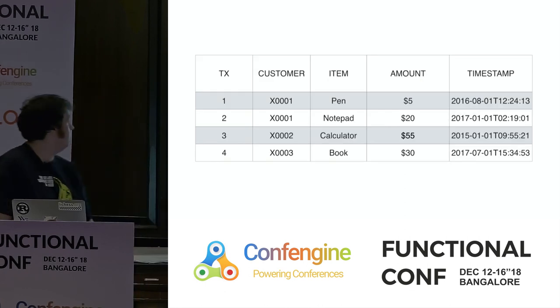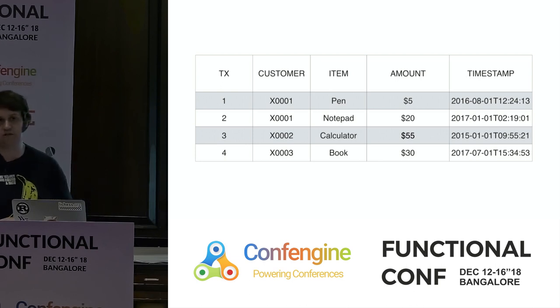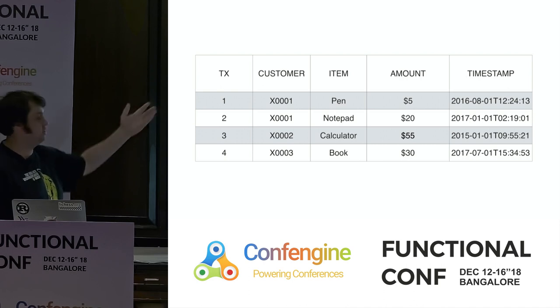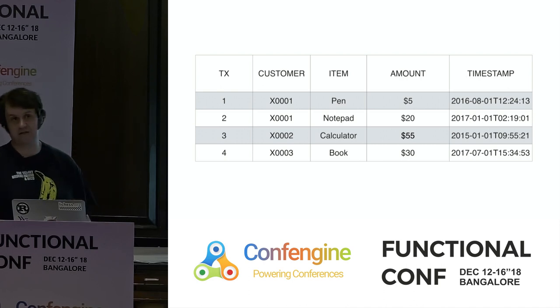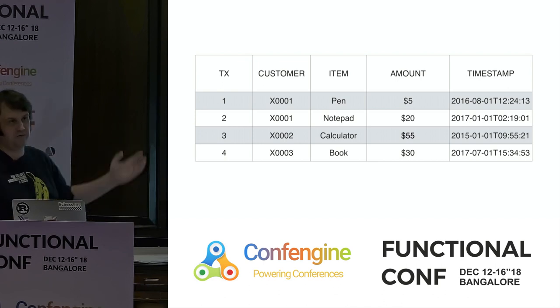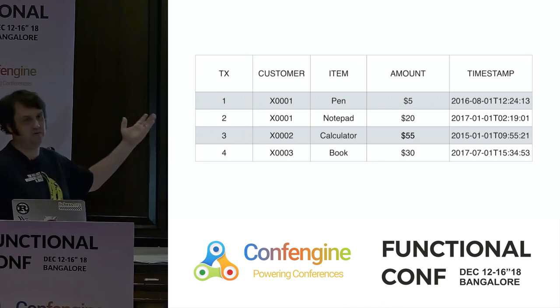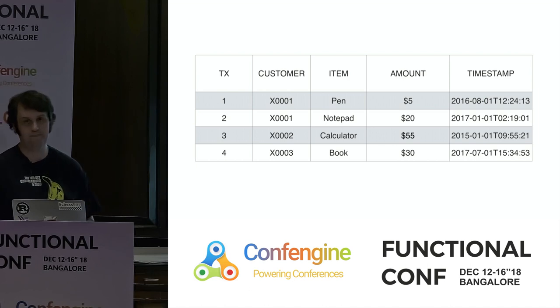So an example. There are often facts that just pop up in our system naturally. An example is a transaction log. Customer one bought a pen for $5 at this time. This is a fact. This isn't going to change. In 3 days, it's still going to be true. In 3 months, it's still going to be true. This pen was still bought for this much at this amount of time.